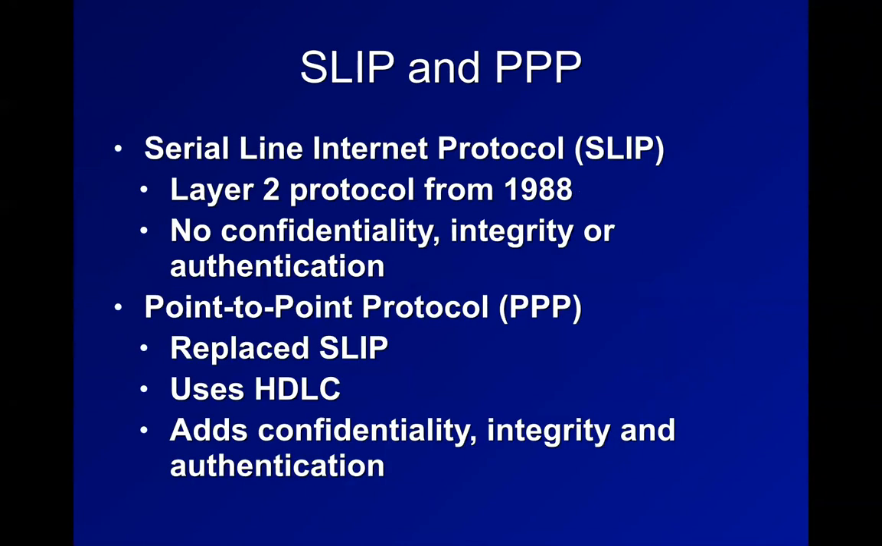So SLIP was the first way to do this. No confidentiality, integrity, or authentication. It was just a way to connect point to point. Point-to-Point Protocol came out after it, which again adds some of these things to it: confidentiality, integrity, and authentication.